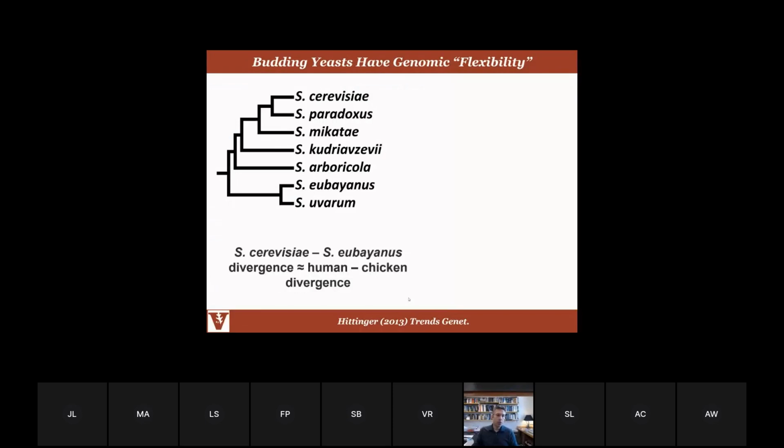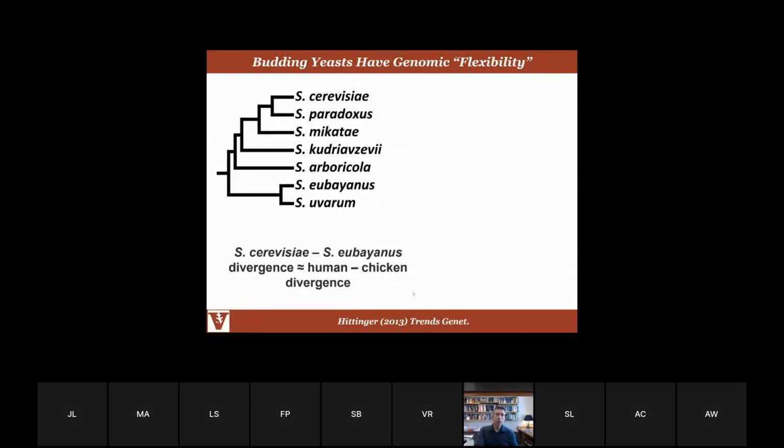If we just focus on the genus Saccharomyces, there are a few different species, Saccharomyces cerevisiae and its relatives. And if we do the same sequence comparison of Saccharomyces cerevisiae and Saccharomyces eubayanus, they show on average about 85% sequence similarity in their proteins. And that sequence similarity is on par with the sequence similarity that we see between human and chicken genomes when we compare human and chicken proteomes.